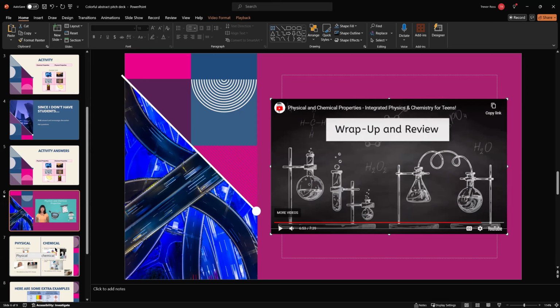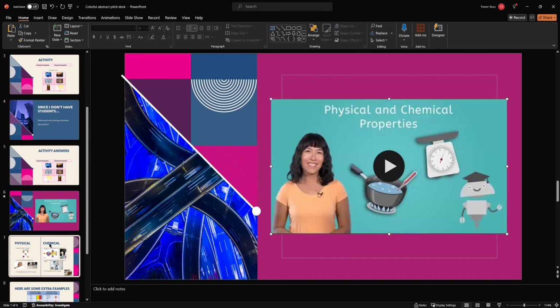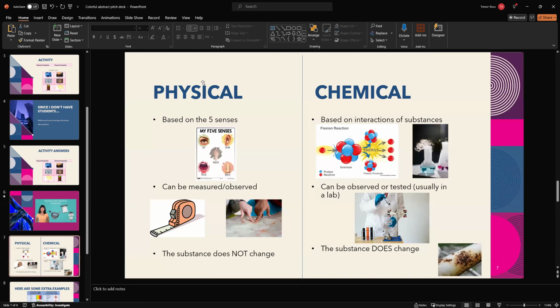Okay, so we saw a little bit about physical and chemical properties. Let's just talk a little bit more about them in case you missed anything that was said in there. So physical properties. These are usually based on the five senses. So see, hear, touch, taste, smell. All of those can contribute to helping to figure out whether something is a physical property. These can usually be measured and observed.